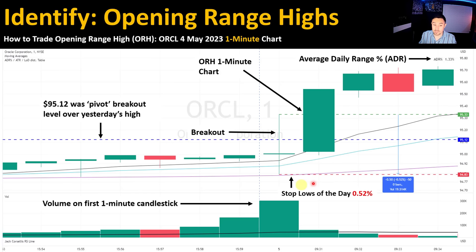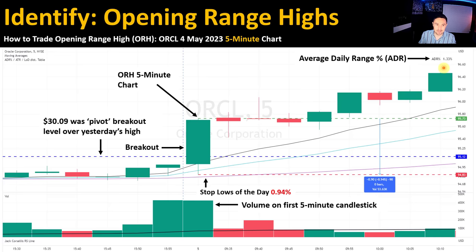95.33. Now, where is the stop loss, the low of the day, going to be? It's going to be underneath the low of this 1 minute bar, which is 94.83. How much is that in terms of percentages? It's 0.52%, so just over 0.5%. What's the ADR of the stock? 1.33, an extremely slow stock, and we're going to be talking about slow stocks later on. You want to focus more on the quicker moving stocks, with ADRs of 3%, 4%, 5%, 6% and above, ideally. But here, is it a good risk reward trade? Yeah, it is. Why? Because the initial stop is half the ADR percentage and it's very low anyway.